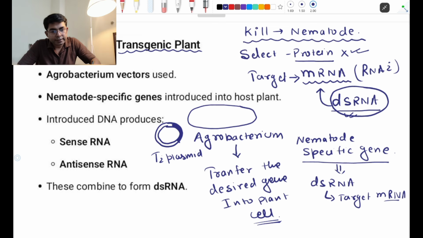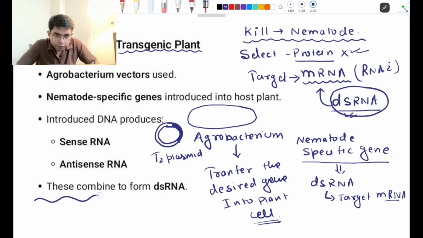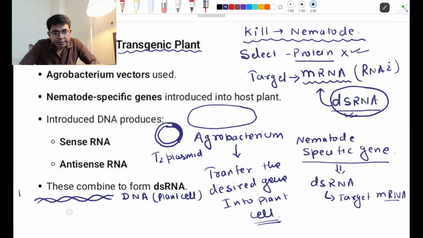Now inside that, let us say this is a nematode specific gene. Nematode specific gene means it will be a DNA. So this is my nematode specific gene, that is a DNA, and it is present in the plant cell, right? Now in the plant cell, this DNA will form two types of RNA. It will form a sense RNA, and it will also form an antisense RNA, right? So I will write here that it forms a sense RNA and it will form an antisense RNA.